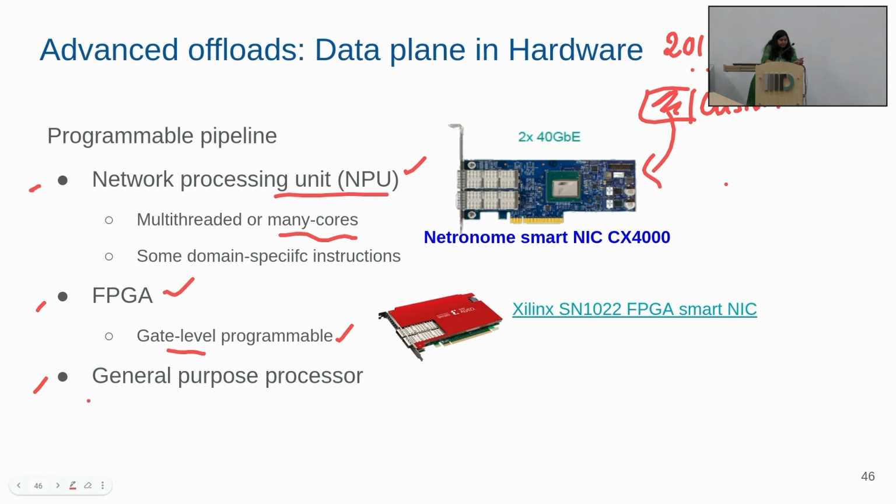The third category of programmable pipelines is general purpose processors. So there are these ARM processors that can be pushed on the network card itself. For example, this particular smart NIC has got FPGA fabric as well as 16 ARM processors. So if you want to do general purpose work, you do it on the ARM processor. If you want to do network processing work, you can do it on the FPGA fabric.